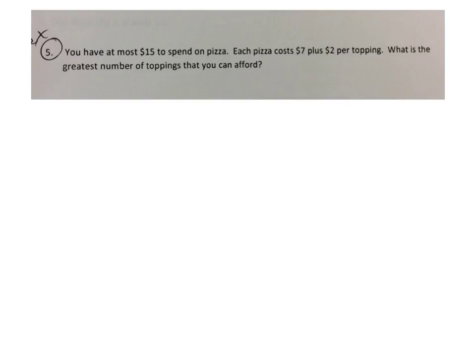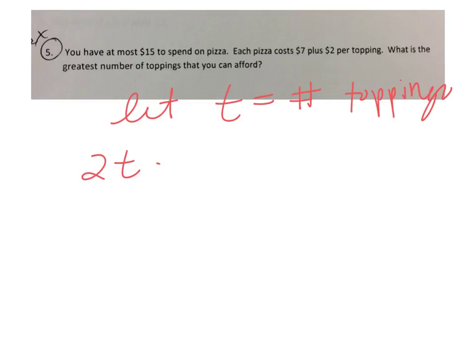So you can only spend $15. So we need to start with a let statement. Let T equal number of toppings. That's how many toppings you're going to get. And again, you can call it P for pizza, whatever, but it's technically toppings. So I know I'm going to spend $2 for each topping, plus $7 for the pizza itself. That's for the blank cheese pizza, equals $15. Now this is those lovely multi-step equations that we've all written before.